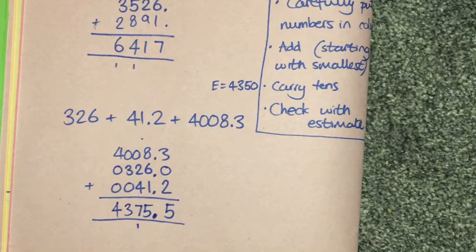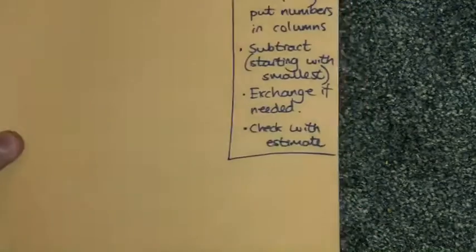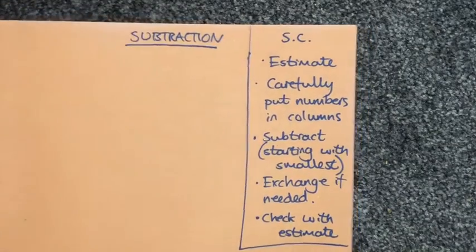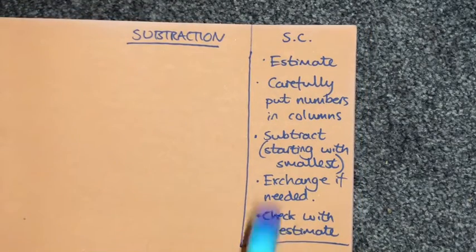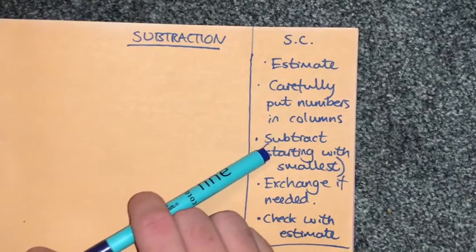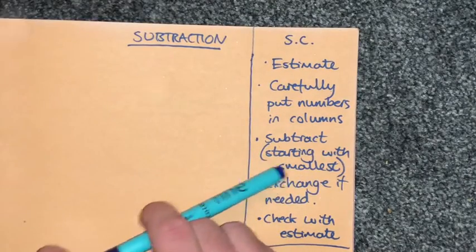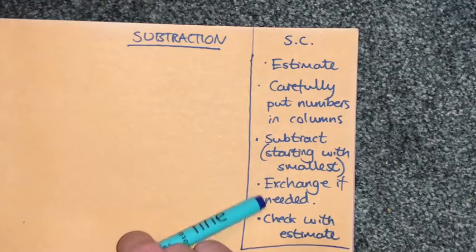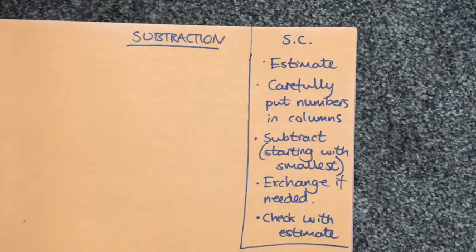And that is addition. Okay, let's move to subtraction. And you will notice that our success criteria looks very similar. We're estimating the numbers. We're going to put them into columns carefully. We're going to subtract, starting with the smallest digits that we've got. We're going to exchange if we need to, and then we're going to check with that estimate at the end.